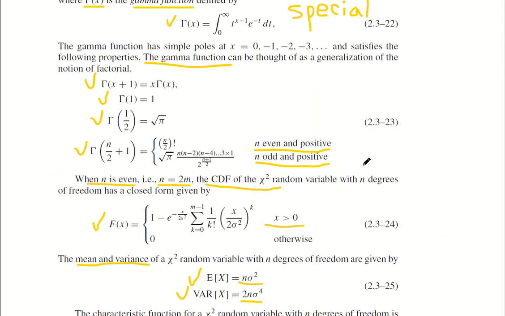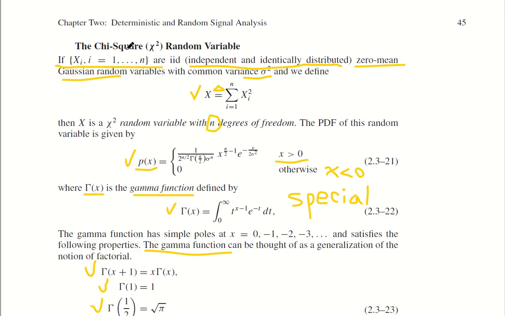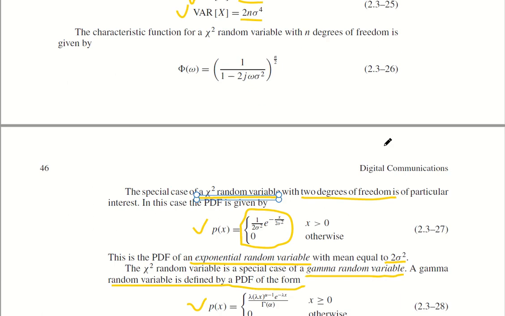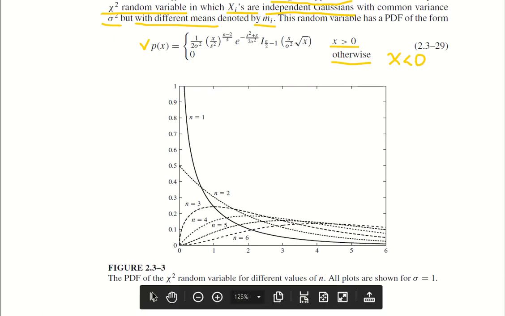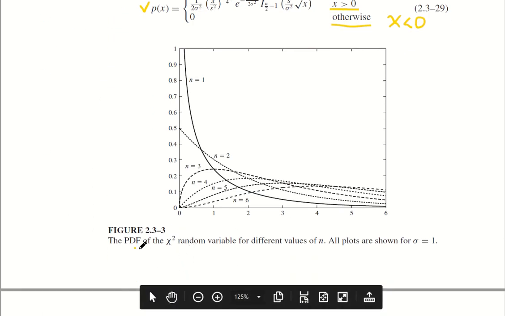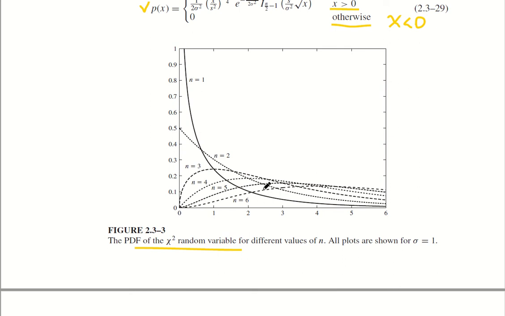Here is a figure that shows the form for chi-square. If that is the chi-square, we take a look at the chi-square for different values of degree of freedom, and it plots for sigma equal to 1. You can see that n equal to 1 is something like that, n equal to 2, something like that, n is 3, 4, 5, 6. So what do you observe here?